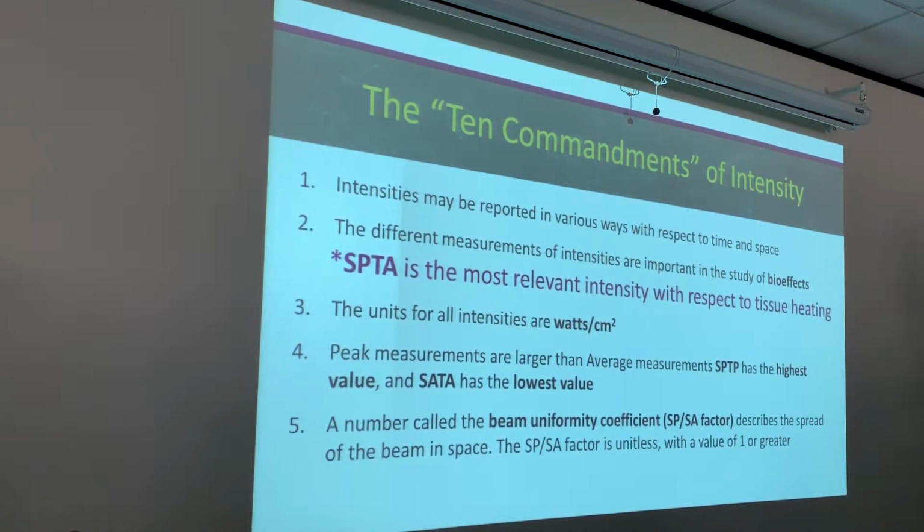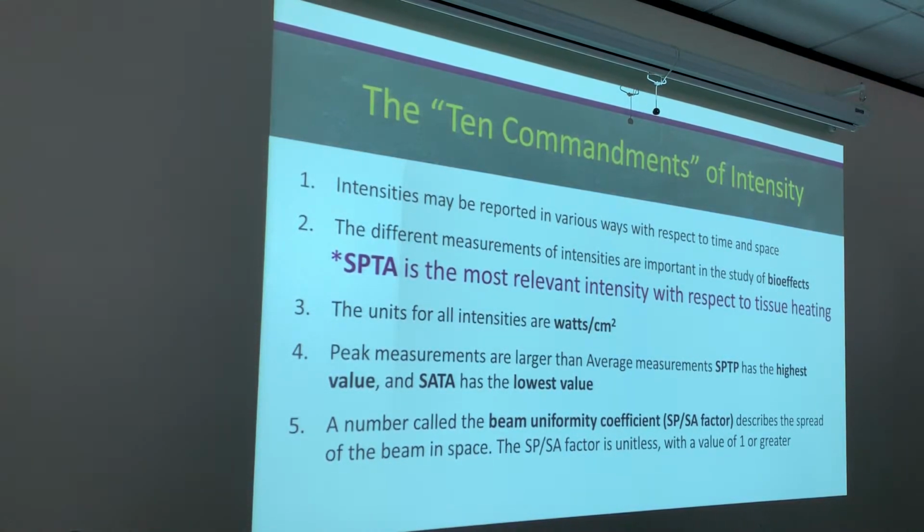Okay? Peak measurements are larger than average measurements, of course. Peak is taking the maximum value, average is taking the values across that space or that time. So that's always going to be the lowest. So spatial peak and temporal peak have the highest values, and spatial average and temporal average have the lowest values. Correct? Right? Remember we talked about duty factor already.